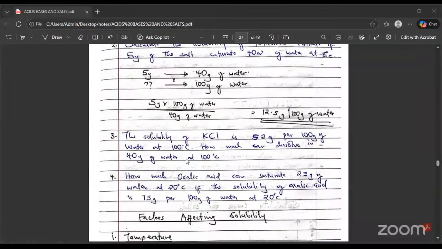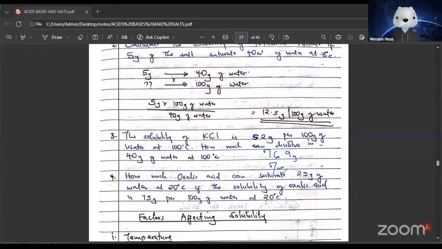Mine is 76.9 grams. So let me write 76.9 grams. Next, Wendo. 74.7 grams. Yes, 74.7. Okay, and then lastly Maura.